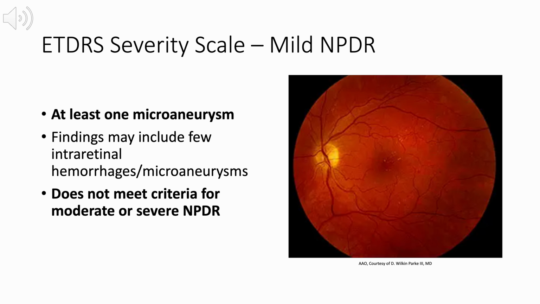We now formalize everything we have just described into the ETDRS severity scale, which is the standardized grading system for nonproliferative disease. Mild NPDR requires at least one microaneurysm. The findings may include a few intraretinal hemorrhages or microaneurysms, and, importantly, the eye must not meet criteria for moderate or severe NPDR.